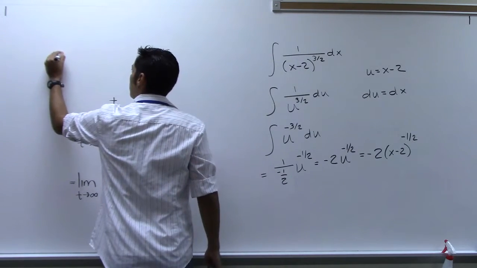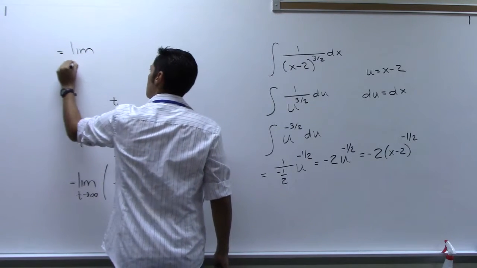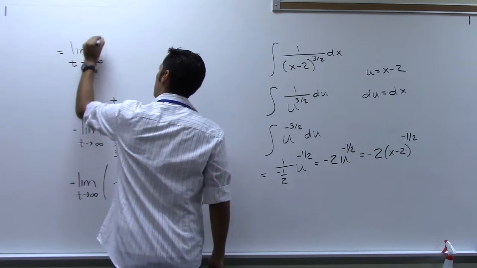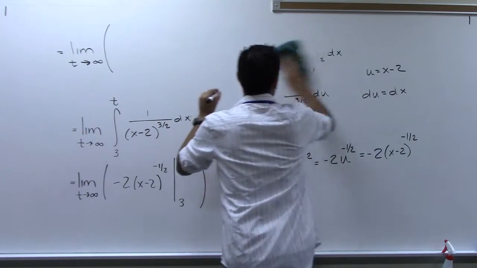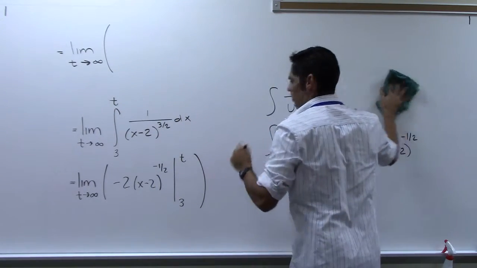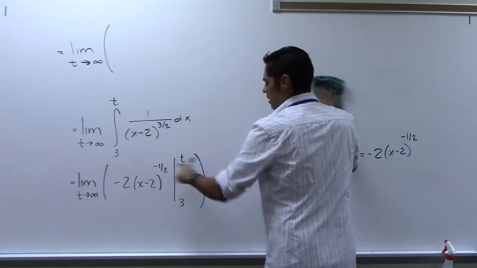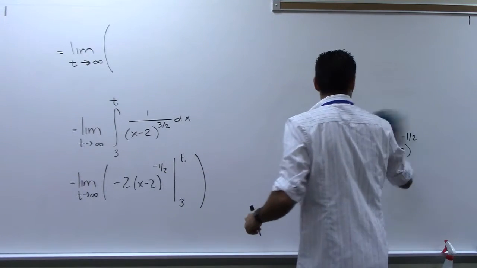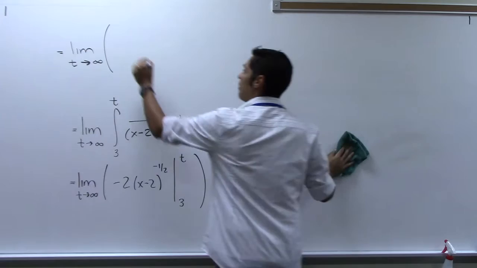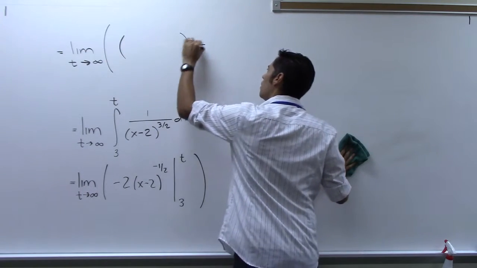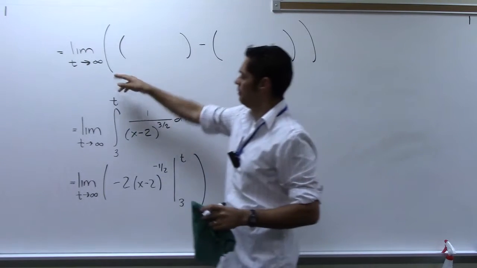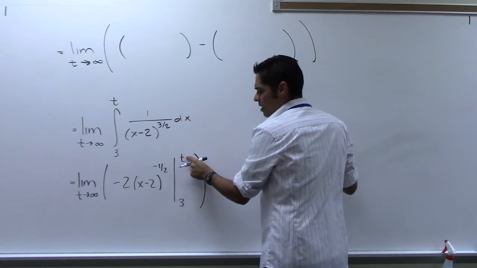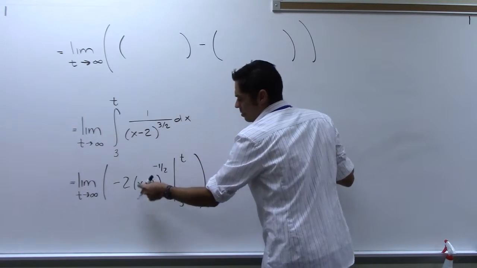I have the limit as t goes to infinity of, all right, in here we're going to have two things. We're going to have what we get when we plug t in, then we're going to have what we get when we plug 3 in. So since I'm always going to have that format, I'm going to do two sets of parentheses, and then I'll close off the parentheses for the limit. So I'm going to plug t into here. If I replace the x with t, it's just going to be t.